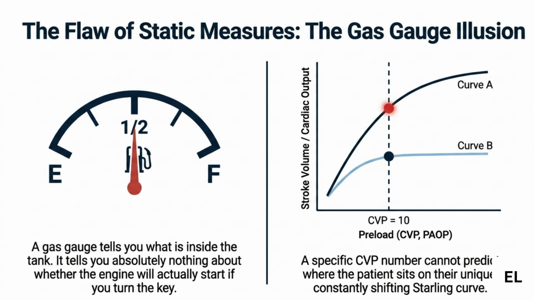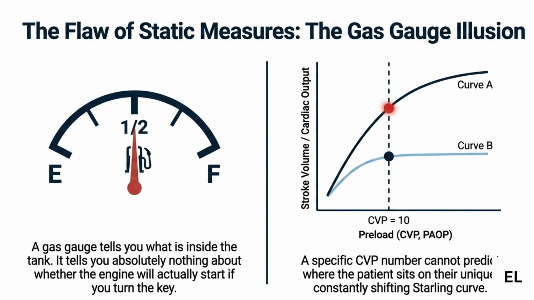The limitation of static pressure measurements can be understood through the gas gauge analogy. A gas gauge tells us how much fuel is present in a vehicle, but it provides no information about whether the engine will actually start and perform effectively. Similarly, a specific CVP or PaOP value only indicates a pressure measurement and does not predict how the heart will respond to additional preload. Two patients with the same CVP value may have completely different cardiac outputs and occupy different positions on the Frank-Starling curve.